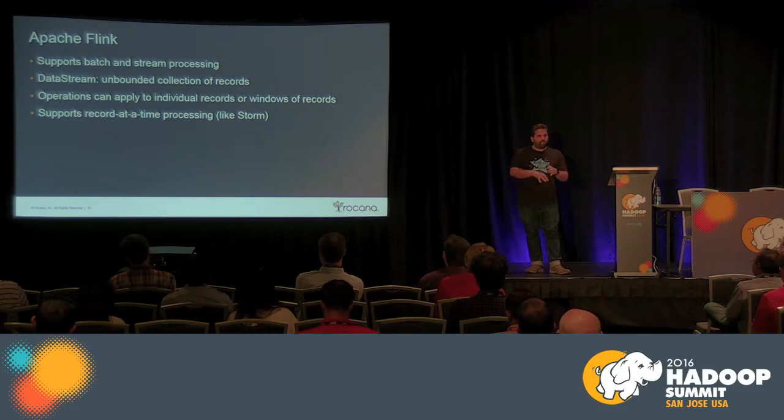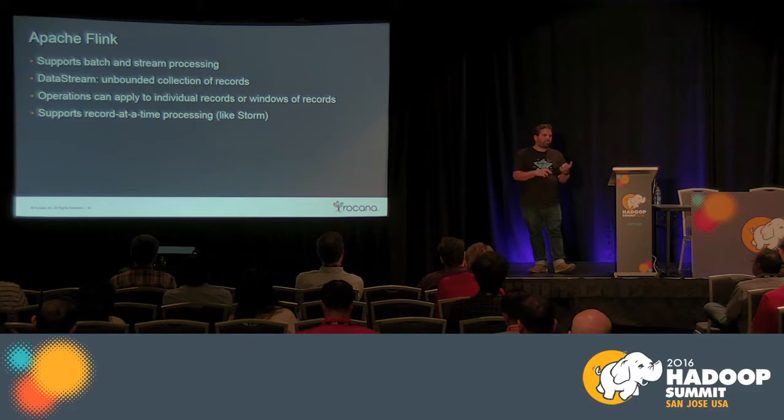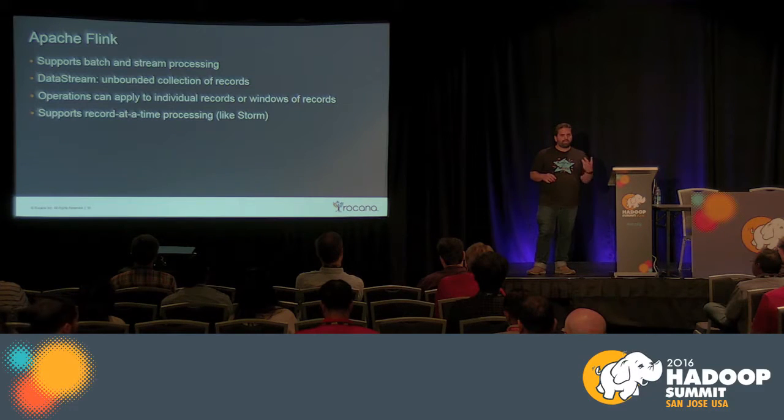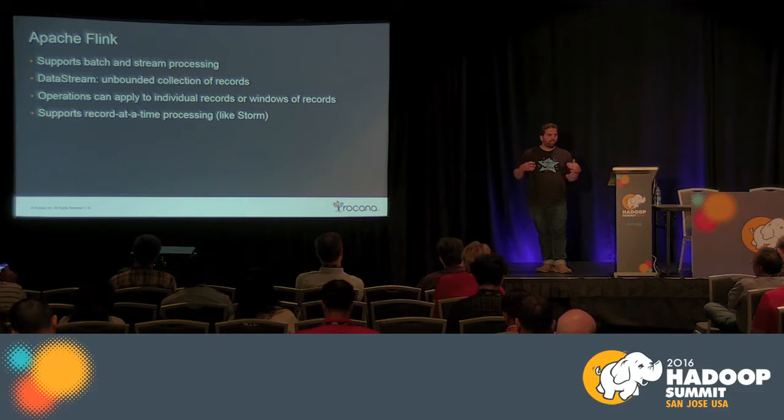They call their stream data stream, which is an unbounded collection of records. Again, records, tuples, events, all kind of the same thing. Operations can apply to individual records or windows of records. One of the things that they do in Flink is they make windowing, especially time windowing, a sort of first-class function, because that's a very common operation when you're doing any kind of stream processing. And even when you do batch processing, you're probably doing it on windows of records. You just don't think of it like that.